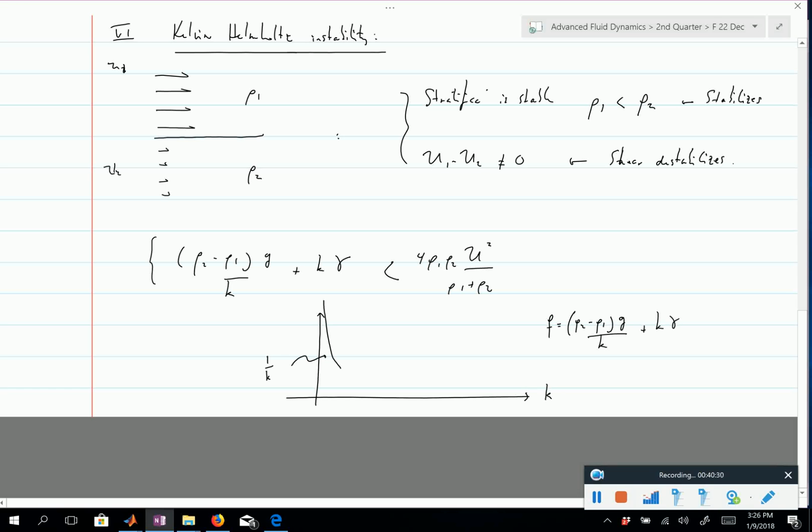And then when k is big, this term here is small, right? And that term here looks like a linear function. So far away, I'm going to have this. So that is my function. That's my function f as a function of k. It looks like this.